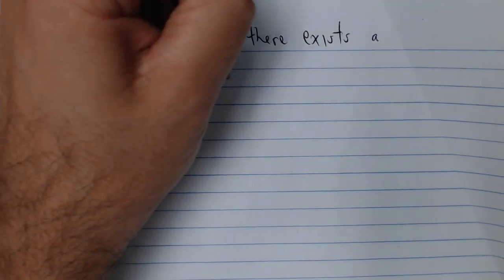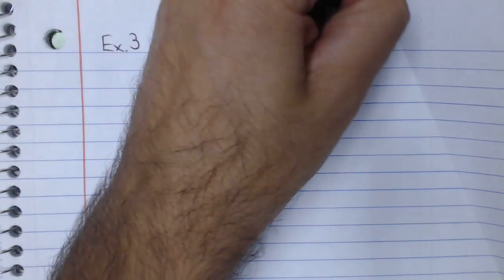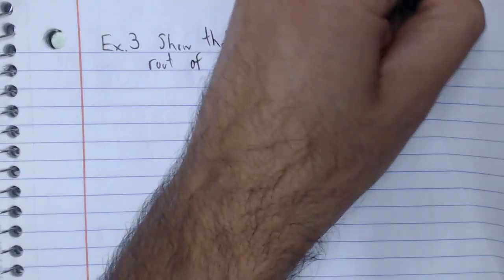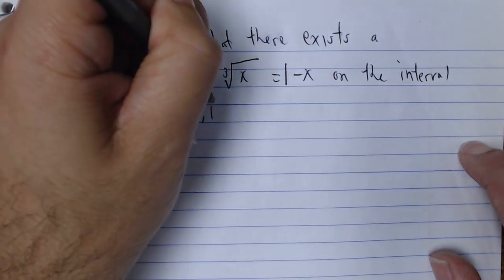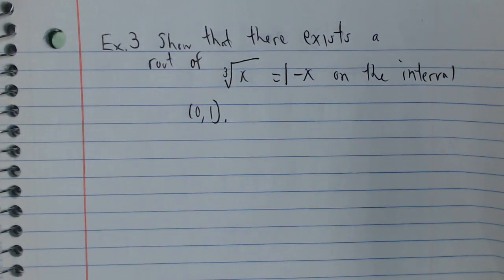So for the third example, which is just continuing the examples we did from earlier on, we could say: show that there exists a root of the cube root of x equals 1 minus x on the interval from 0 to 1. Okay, now here's the problem.